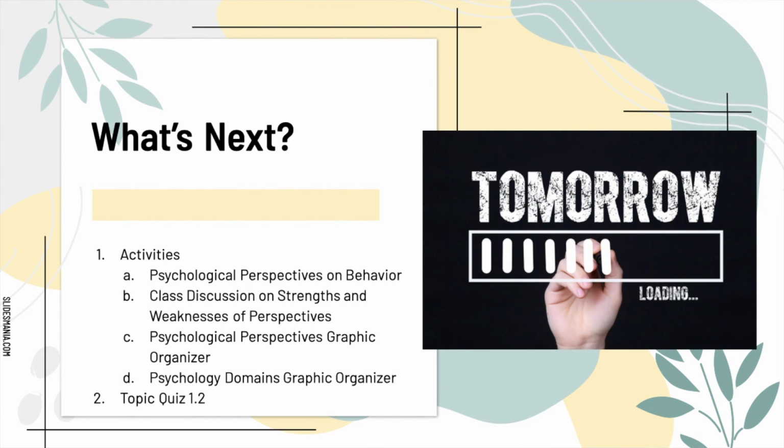What's next? Tomorrow, you have activities. We're going to do psychological perspectives on behavior. We'll do a class discussion on the strengths and weaknesses. We'll do a psychological perspectives graphic organizer. So we're going to recreate the 5 pillars graphic organizer. And that will be the same thing as the domains graphic organizer. You will have no homework tomorrow night. Yay. The next day, however, you have topic quiz 1.2, so come prepared for that.